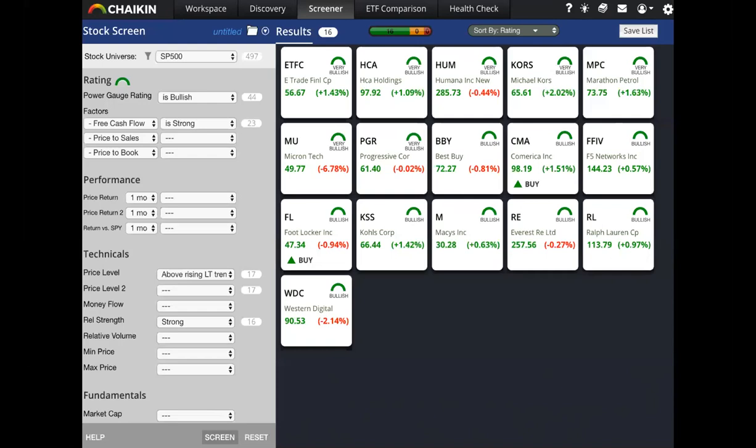I also like free cash flow. That's what Warren Buffett looks at. We're in volatile times. I want strong companies that are generating cash, not companies using financial engineering to doctor up their earnings. And then I was looking for stocks that were above a rising long-term trend line with outperformance relative to the market. We narrowed the S&P 500 down to 16 names.